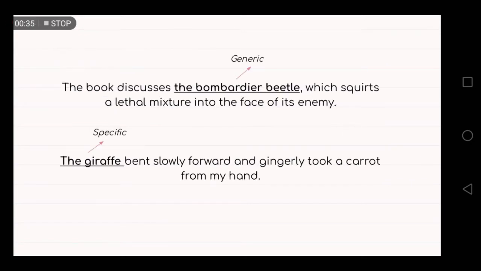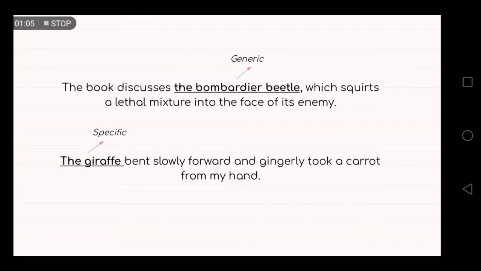Okay, take a look at these examples. In the first example, the book discusses the bombardier beetle, which squirts a little mixture into the face of its enemy. So the noun phrase the bombardier beetle is generic because all bombardier beetles squirt a little mixture into the face of their enemy.